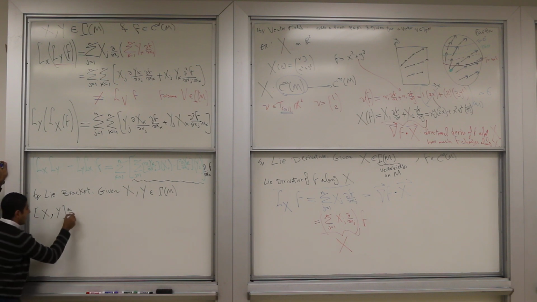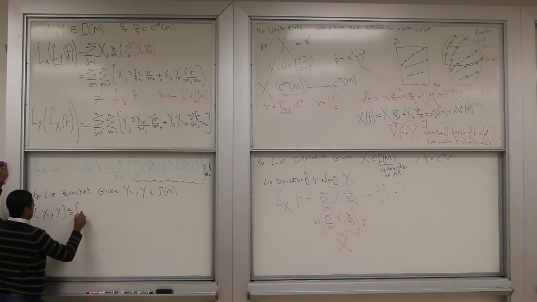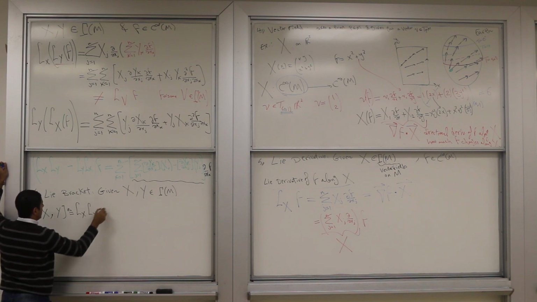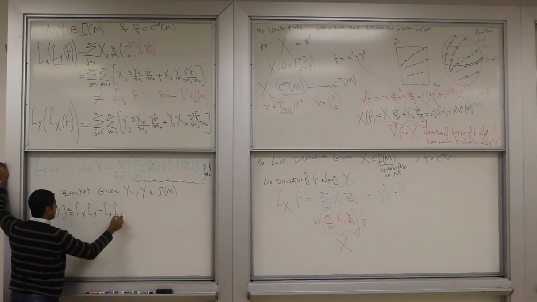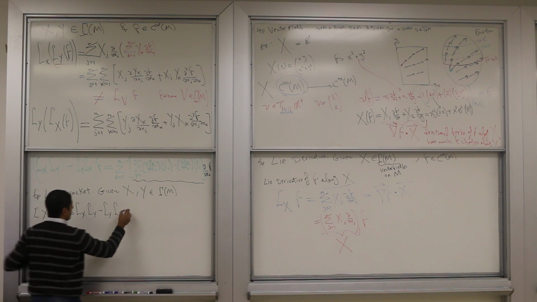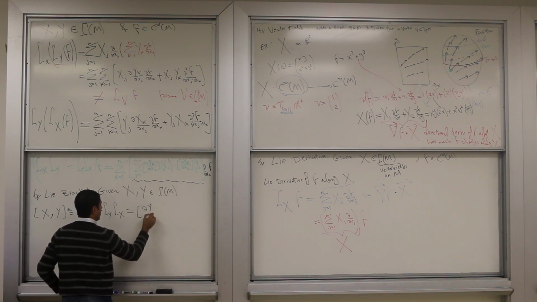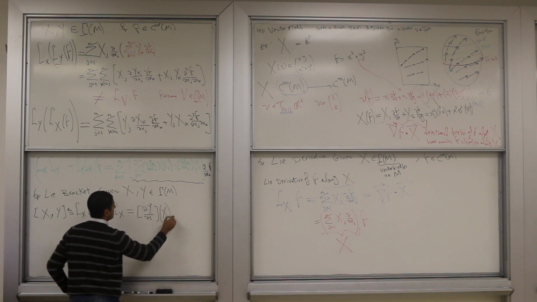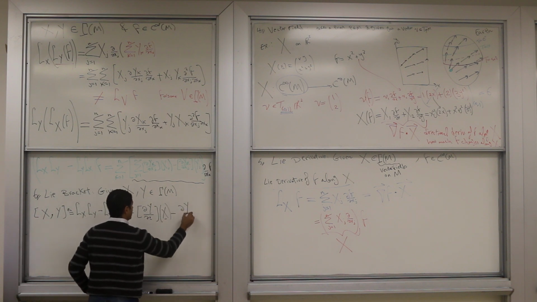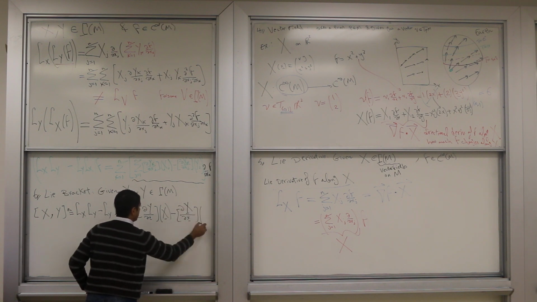It's defined as this: L_X L_Y minus L_Y L_X. In components, it's simply partial Y as a vector, partial little x times X, minus partial Y, partial X as a vector, partial little x times Y.